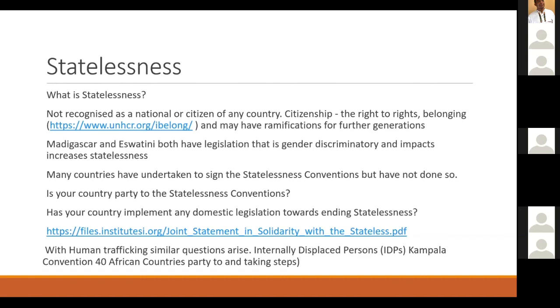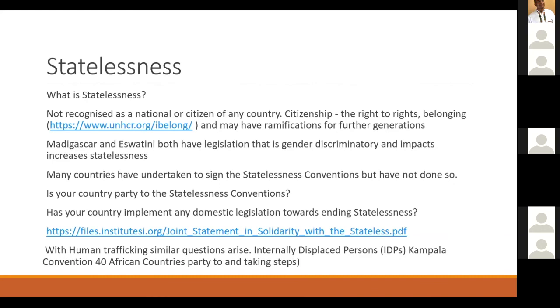I also mentioned that it may have ramifications for further generations, because if a mother is stateless and she has a child, then the statelessness often passes from mother to child, and then you have intergenerational statelessness. Just a couple of examples: Madagascar and Eswatini both have legislation that allows only one parent to pass nationality. So it's gender discriminatory, and this impacts and increases the chances of statelessness.